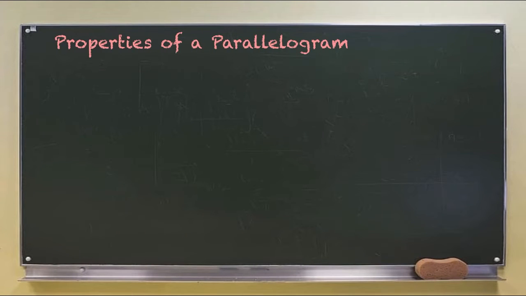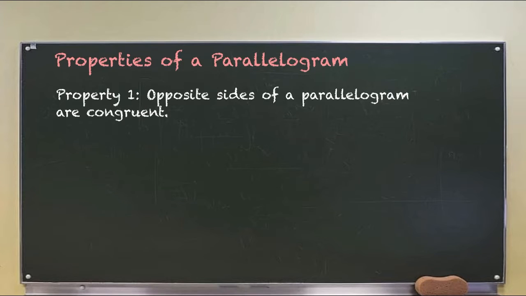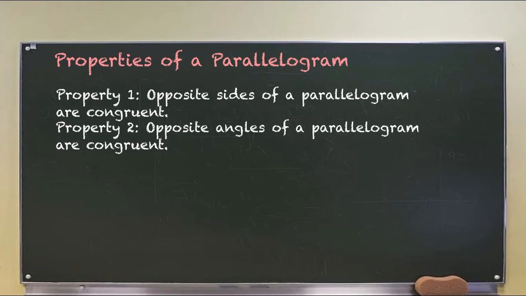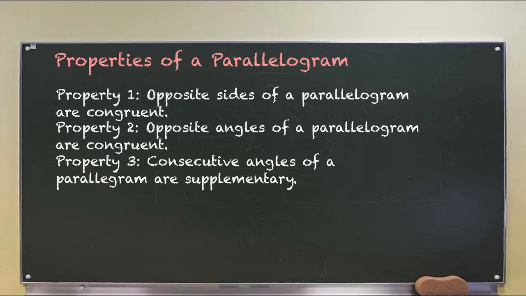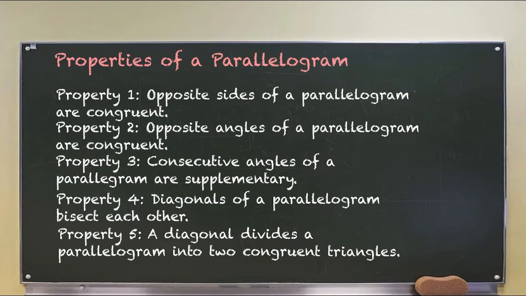Ang properties of a parallelogram, meron tayong 5. Ano-ano tong mga ito? Property 1, opposite sides of a parallelogram are congruent. Property 2, opposite angles of a parallelogram are congruent. Property 3, consecutive angles of a parallelogram are supplementary. Property 4, diagonals of a parallelogram bisect each other. And property 5, a diagonal divides a parallelogram into two congruent triangles.